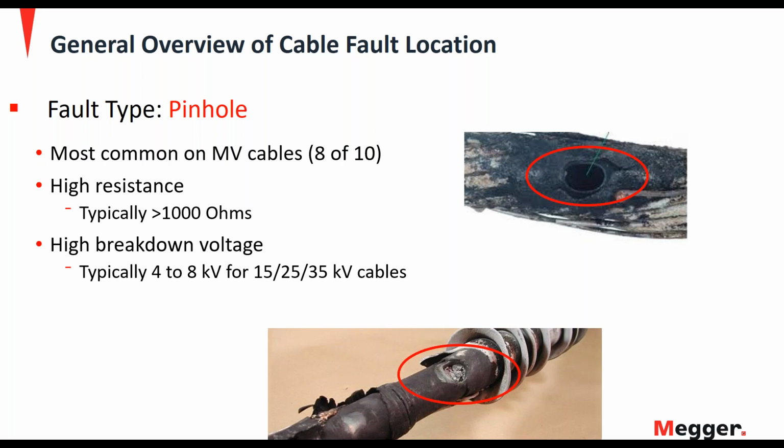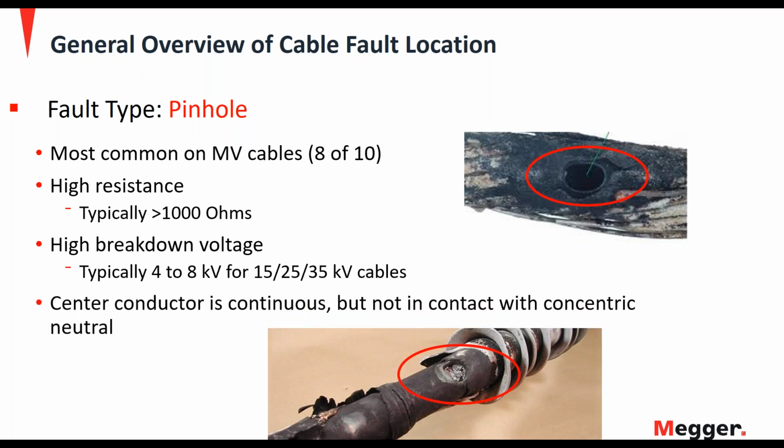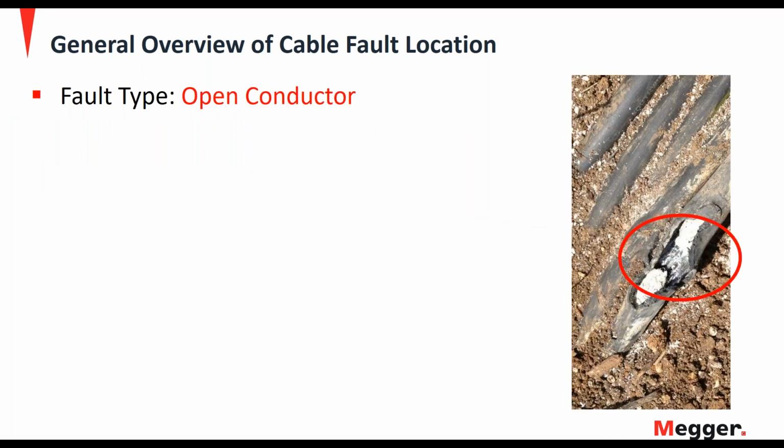There's an example of a pinhole underneath a pothead. And one thing to note, a pinhole fault, the center conductor is continuous, but not in contact with the neutral concentric. Another fairly common type of fault would be an open conductor.